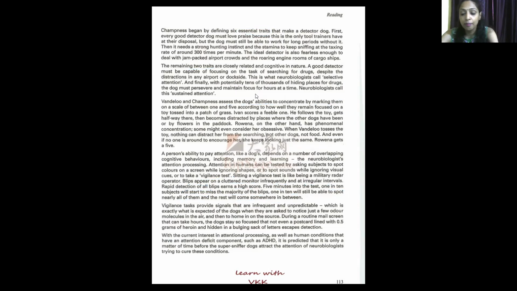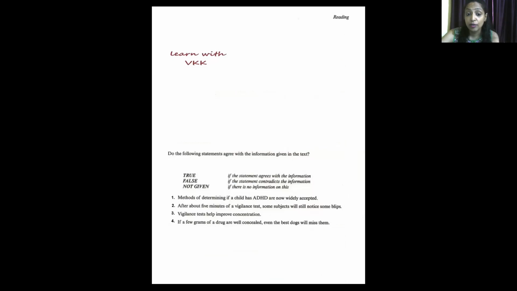And going back to the question: after about 5 minutes of a vigilance test, some subjects will still notice some blips. True. Those of you who said yes, please note the question is true, false. So my answer will be true. So I hope with these two examples, now you can relate what is true and what is false. If it matches, it is true. If it contradicts, like the first question, it's false.